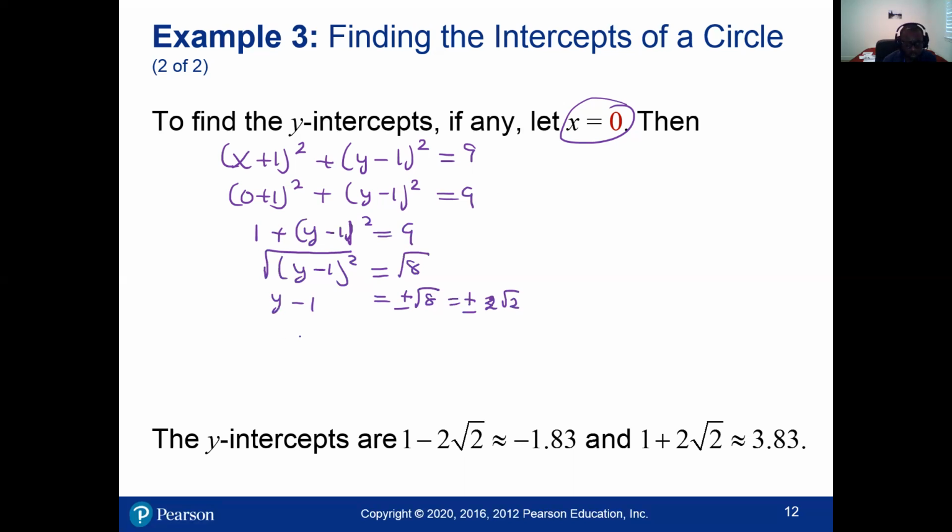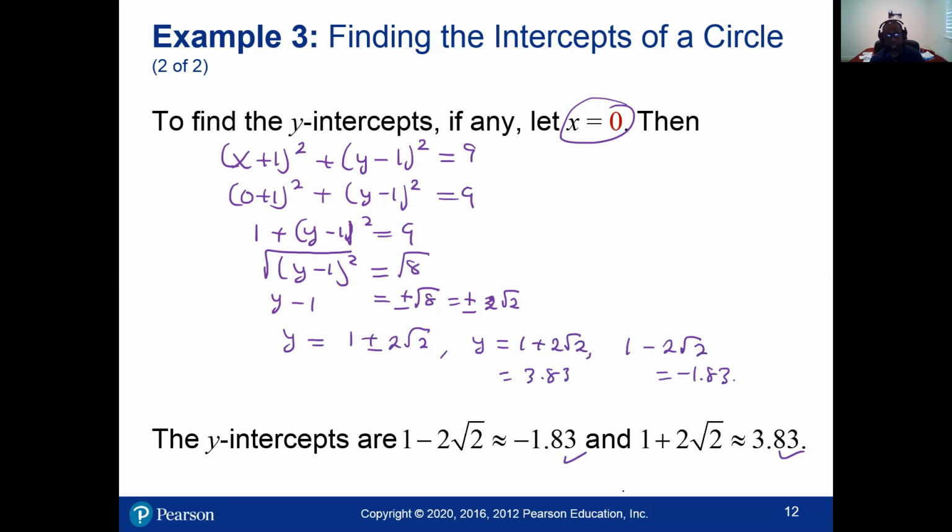So this time we add 1 to both sides. The y is equal to 1 plus or minus 2 root 2. So the two values, the y-intercepts, are 1 plus what? 2 root 2. And the other is 1 minus 2 root what? Root 2. Okay, now these values are respectively that. This is equal to 3.83, and that is equal to negative 1.83.